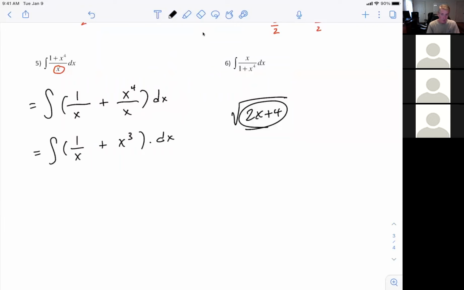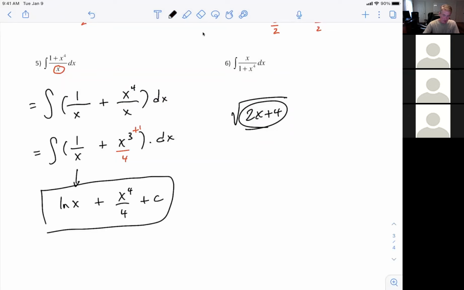Technically, this is supposed to be in parentheses because it's all times dx. So the antiderivative for 1 over x is natural log of x. And for this one, just add 1 to the exponent, which will be 4, and divide by 4. So it's going to be plus x to the fourth over 4, and then plus c, and there's the antiderivative.